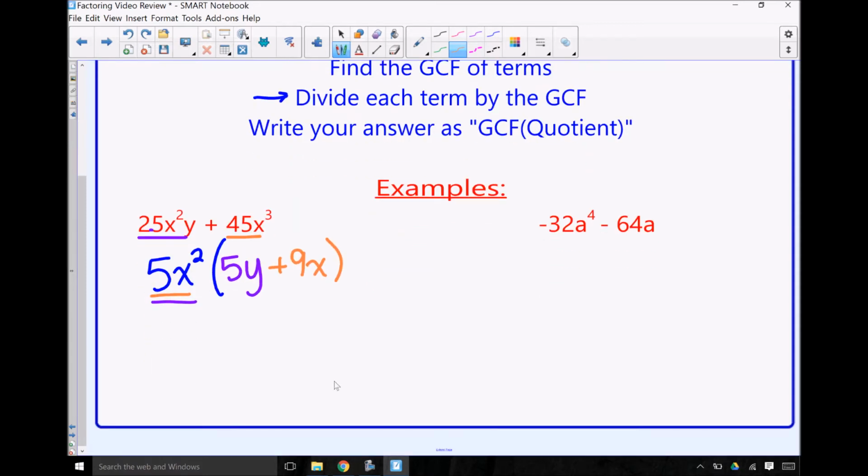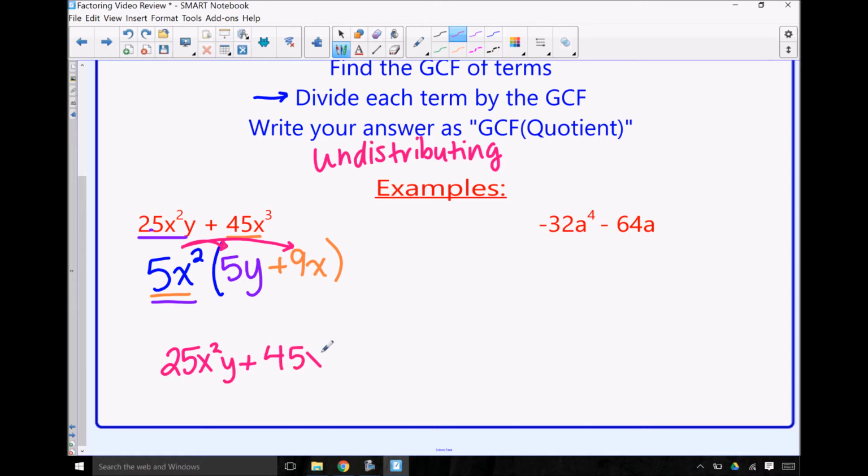Now, how do I know that I did this right? There are two ways that you can check. Essentially, when you are factoring, really what you're doing is you're just undistributing. That's all you're doing. We learned how to distribute already. Now we're just going to undistribute when we factor. So one way that I can check is to distribute this 5x squared through. So when I do that, I end up getting 25x squared y plus 45x to the third power, and it gives me the original answer.